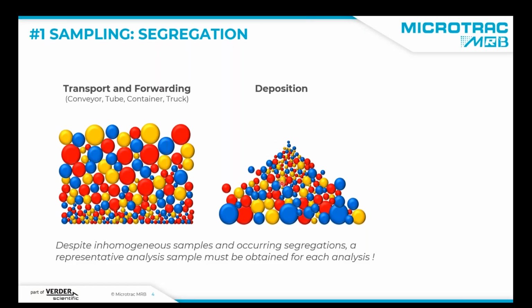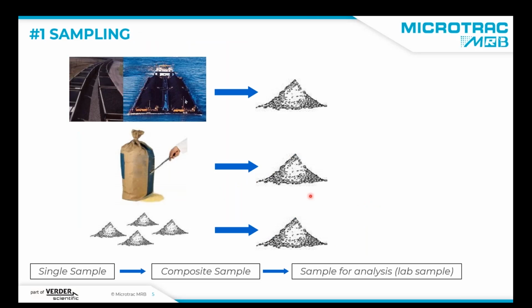So despite inhomogeneous samples and the segregation that occurs, a representative analysis sample must be obtained for your analysis. You see very clearly that your result will be very different when you take your sample up here or down here. Here you have the fine particles, here you have the large ones. Okay, so how does it look in practical work? Maybe you will have to take a sample from a ship, as you see here, or from a truck, or from a train wagon, so a big amount of material.